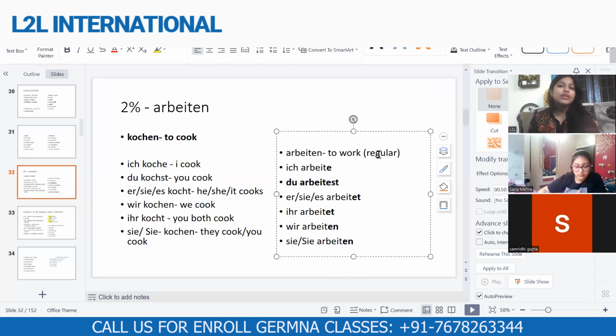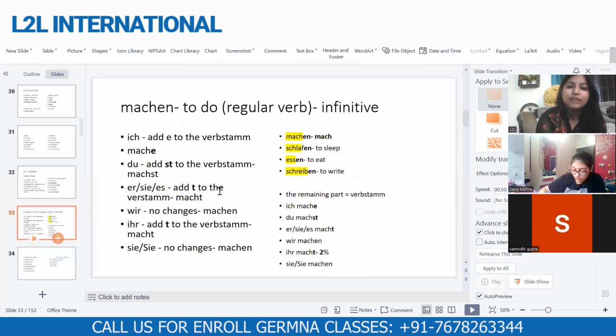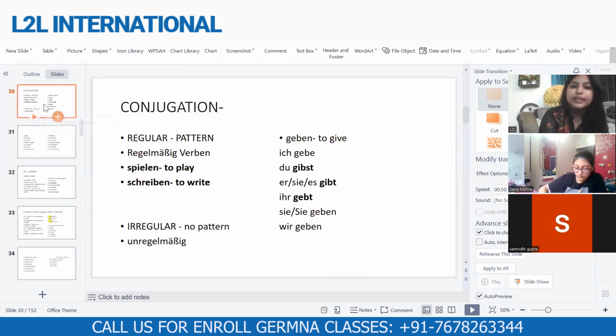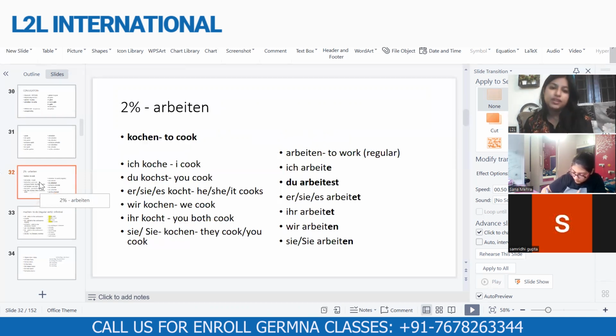In the irregular verbs, we have no pattern and the only way to learn the conjugation is to learn them. For example, geben. In geben, you see that for du or er, we don't follow any pattern. So it's the safest thing to learn the conjugation. But right now, we need not discuss the irregular verbs because in the book, you will be doing the regular verbs first. So is it clear how we are conjugating the regular verbs?